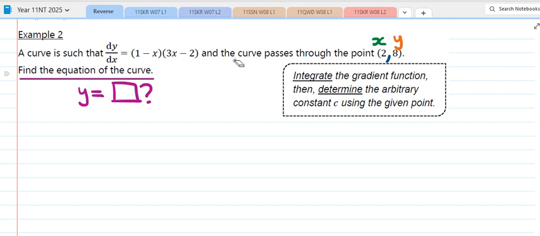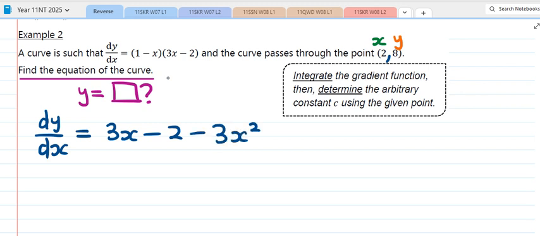Because if you integrate a gradient function, you have a plus c in the end. That plus c can be determined by using the given point here. So dy by dx over here, let's expand it first. 1 minus x times 3x minus 2: 1 times 3x is 3x, and 1 times negative 2 is minus 2. Negative x times 3x is negative 3x squared. Negative x times negative 2 is positive 2x.